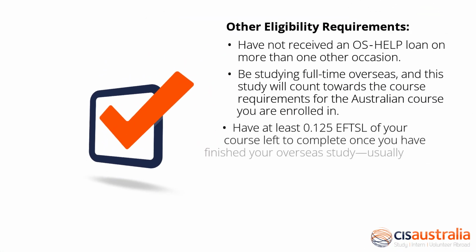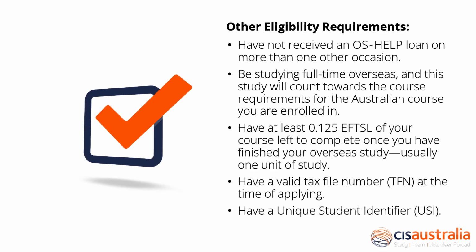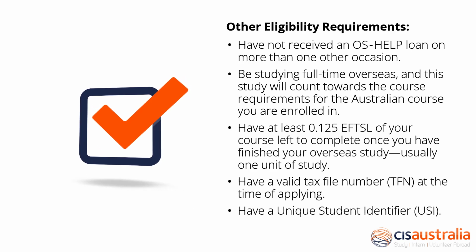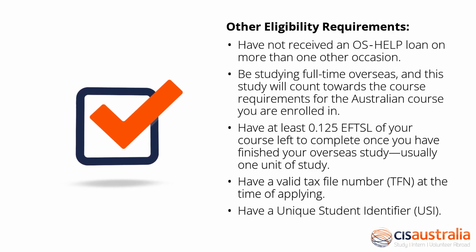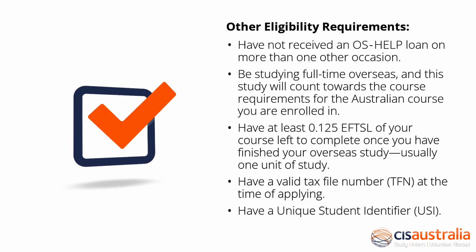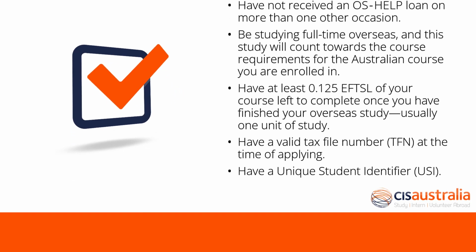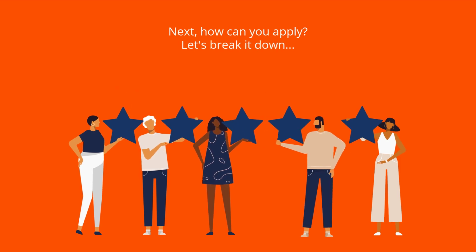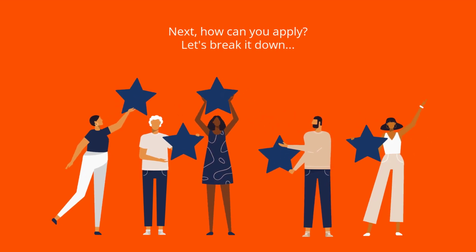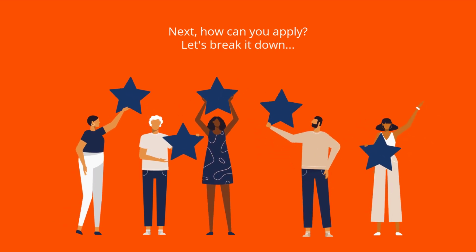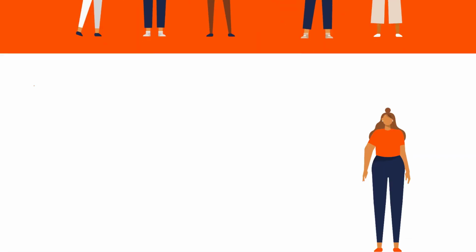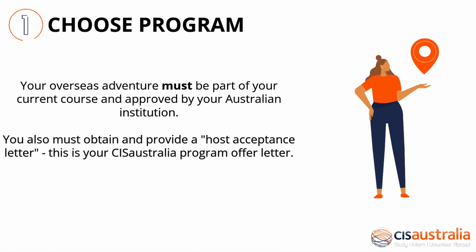If you meet the 2 prior eligibility requirements, you are highly likely to be awarded OS Help. There are a few additional eligibility requirements to consider. Visit the CISaustralia website for the full list. So, now you're eligible. Let's discuss how you can apply. There are 5 easy steps. Step 1. Choose your program.